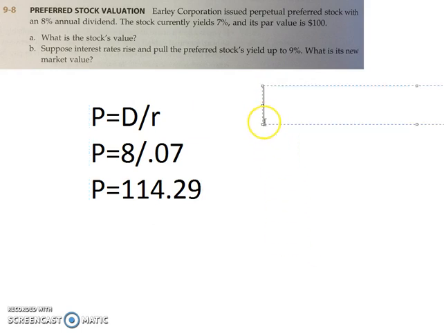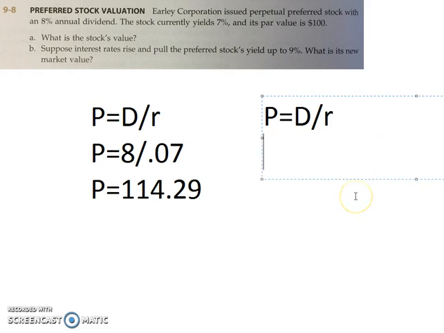So now let's say that we have a different situation. Let's talk about B. All right, so B is saying that interest rates are going to pull the yield up to 9%. How is that going to impact the price of preferred stock? So the formula is the same, but what's going to change? Is our dividend going to change? No, dividend for preferred stock is always going to stay constant, so that's $8. Again, we calculated that $8 by taking 8% times the par value of 100. What's going to change is R. So instead of using 7% like we did for part A, we're actually going to use 0.09 or 9%.